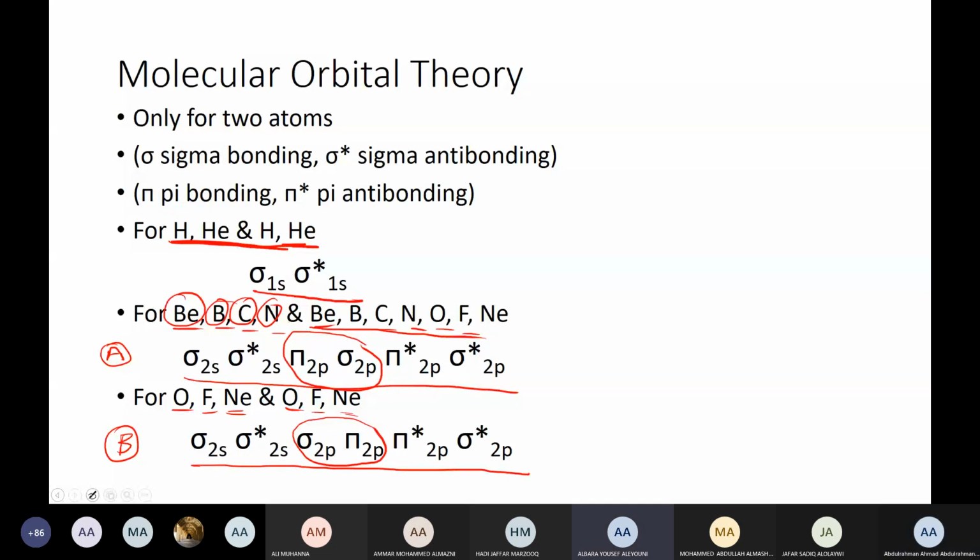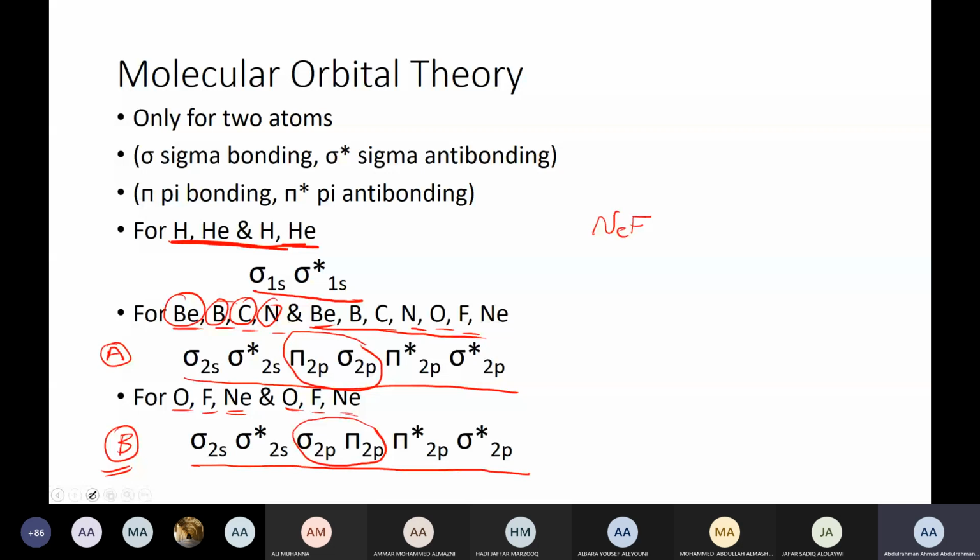NF, what should I use? The compound NeF. Okay, good. If we have NeF, which one are you going to use, A or B? B. B, exactly. Good.